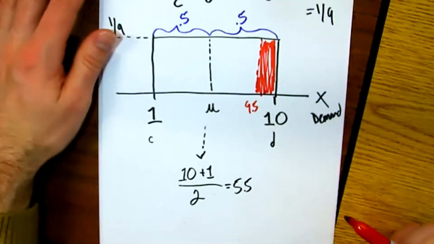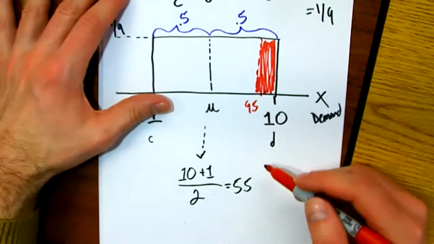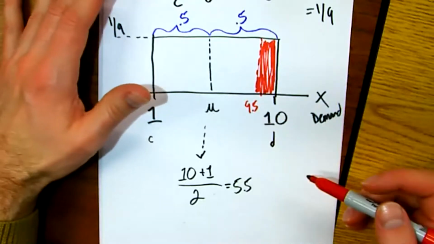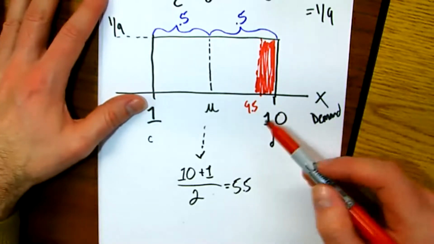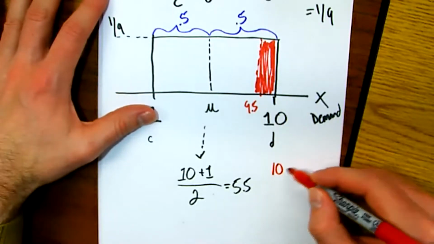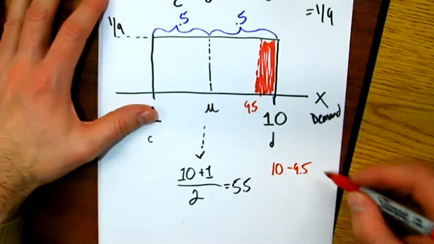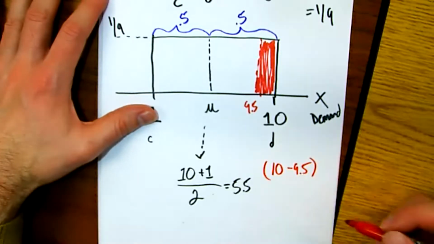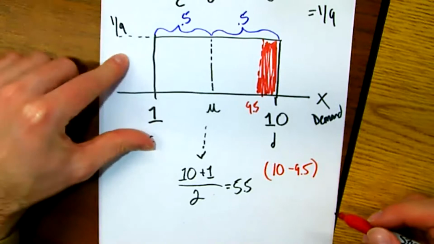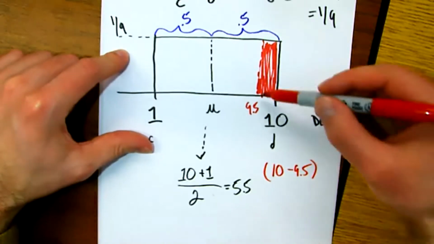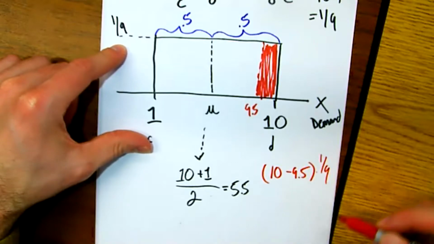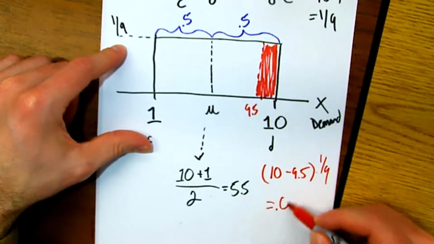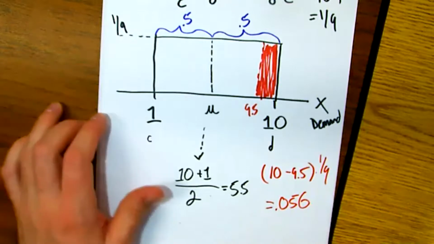But I want to go ahead and plug this in. First, I could think of it as the area of a rectangle. What's the base, or the width? It goes from 9.5 to 10, so 10 minus 9.5. And what's the height of this distribution? I had that earlier, it's 1/9. Enter that into our calculator, and I think we get 0.056.